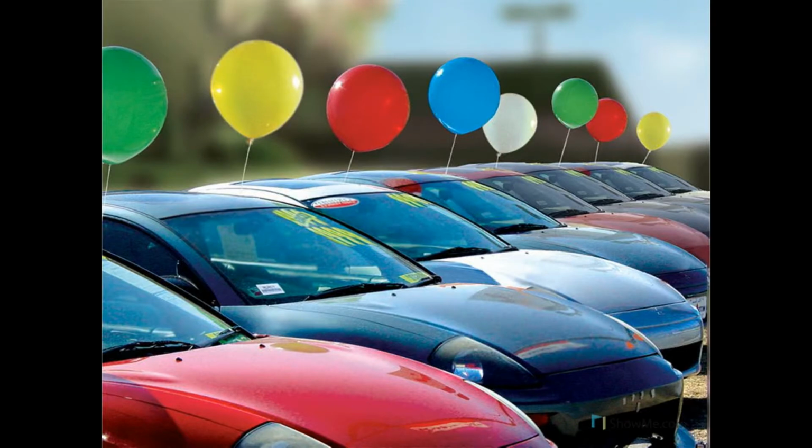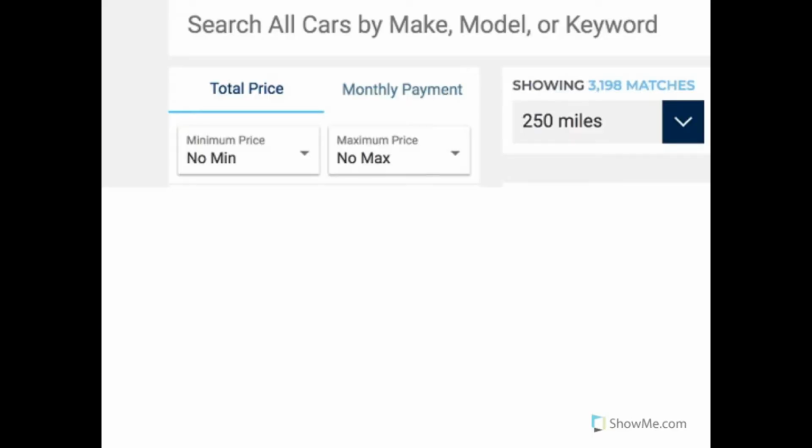Suppose you're planning to buy a used car. When you search online, you see a place to enter a minimum price and a maximum price. You've decided on a maximum price of $10,000. You've also decided on a minimum price of $6,000. So your price range for this car you're going to buy is between $6,000 and $10,000.